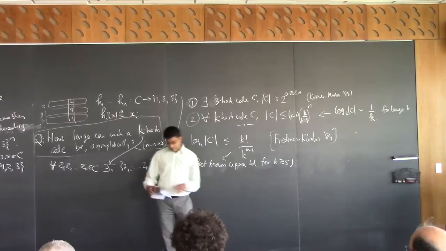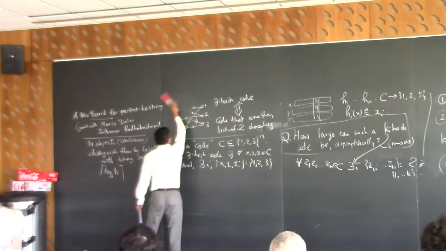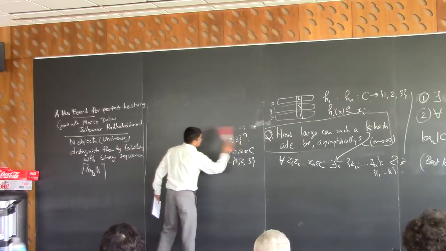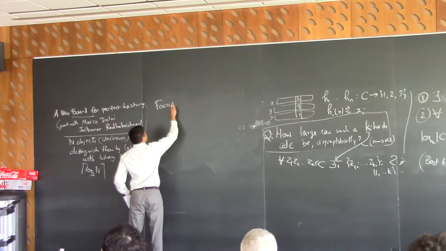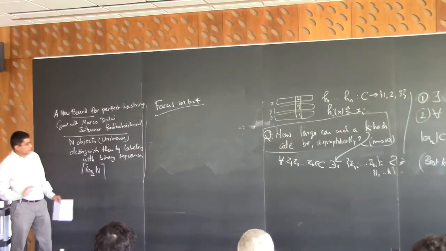Okay, so for the rest of the talk, I'll get to the actual part. That's the thing with these board talks: it takes a long time to set the context, but maybe it's actually good so people can understand it. So we'll focus on k equals 4. For every 4-tuple of code words, you want a coordinate where they're all distinct.